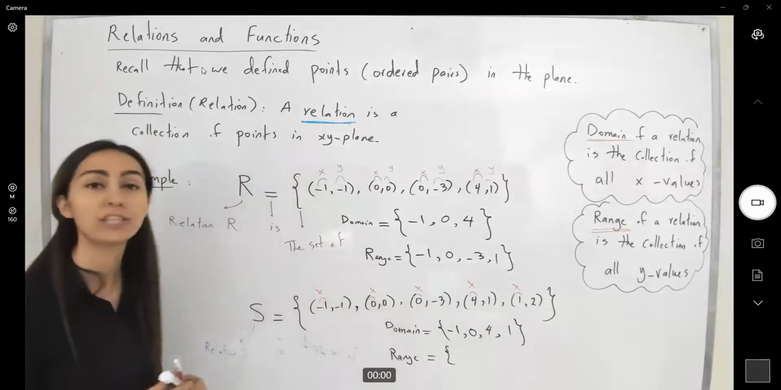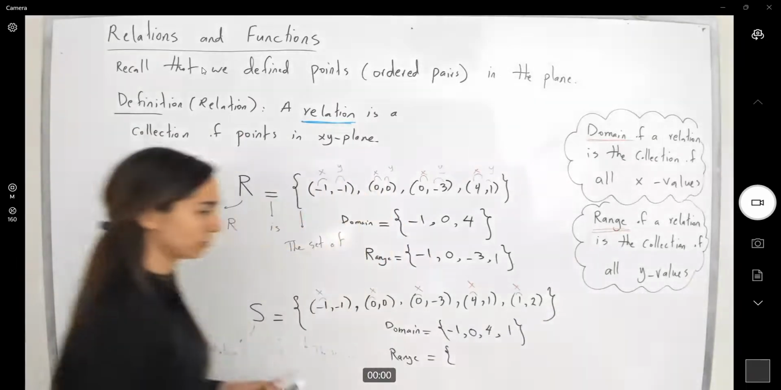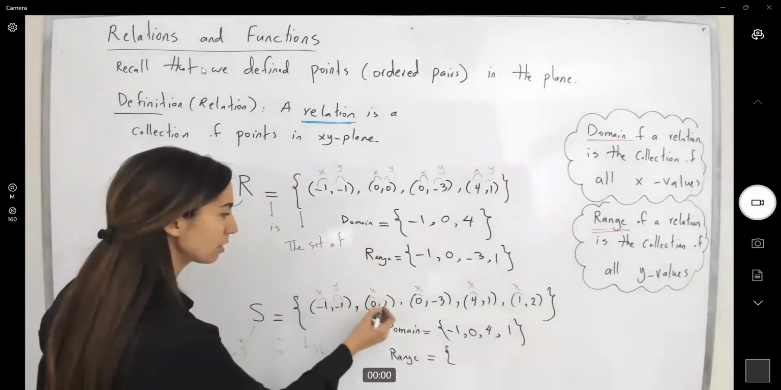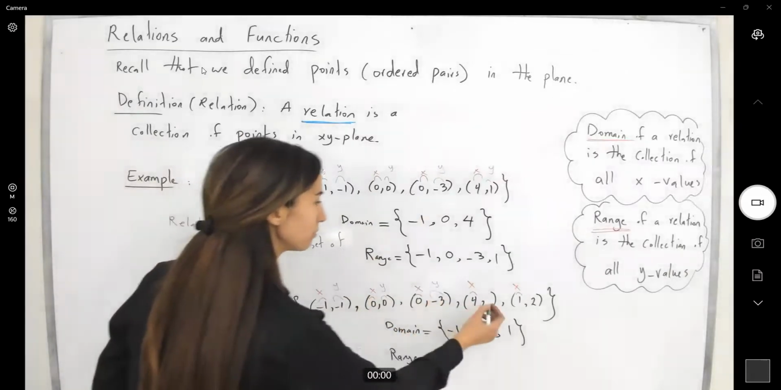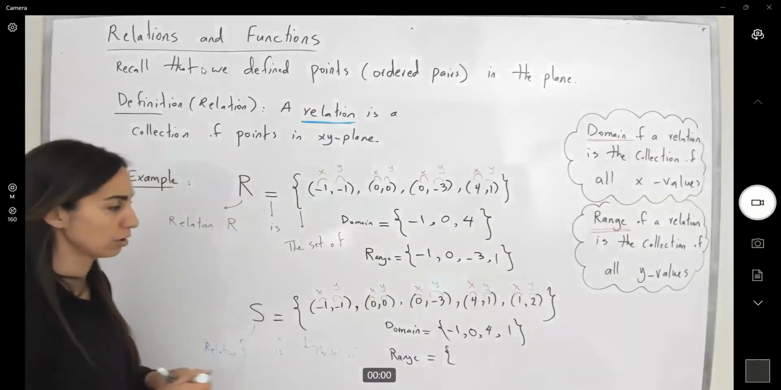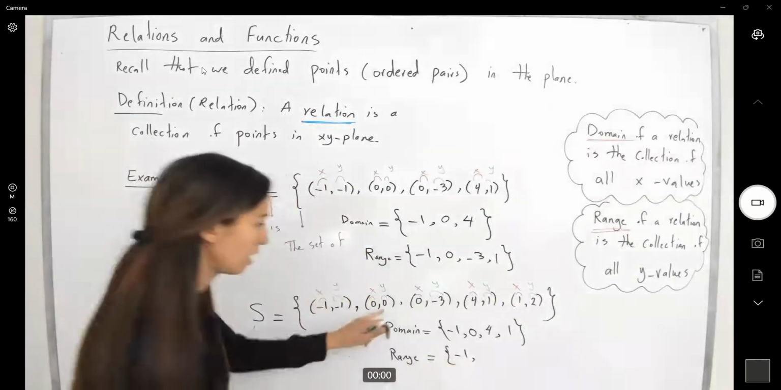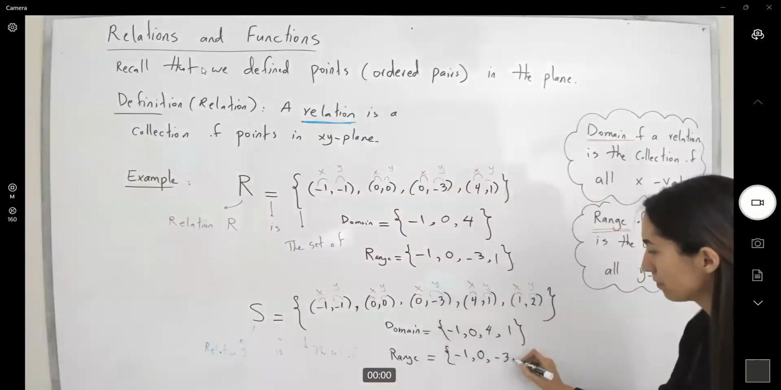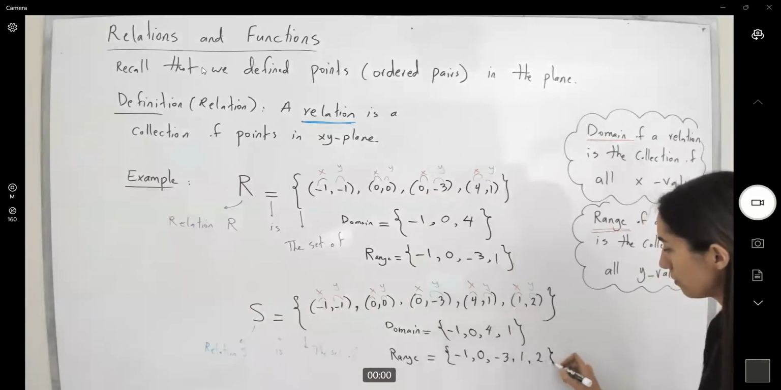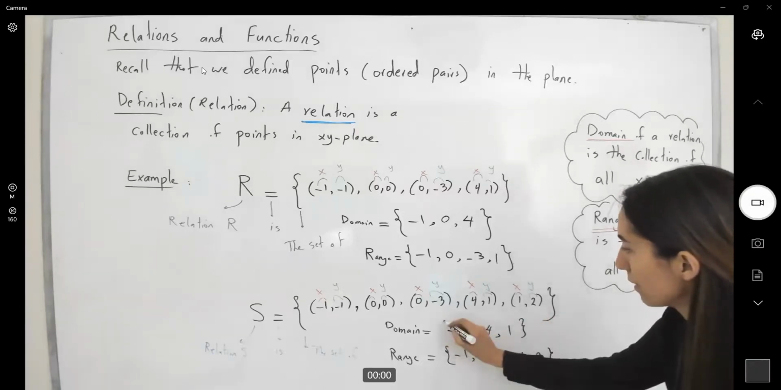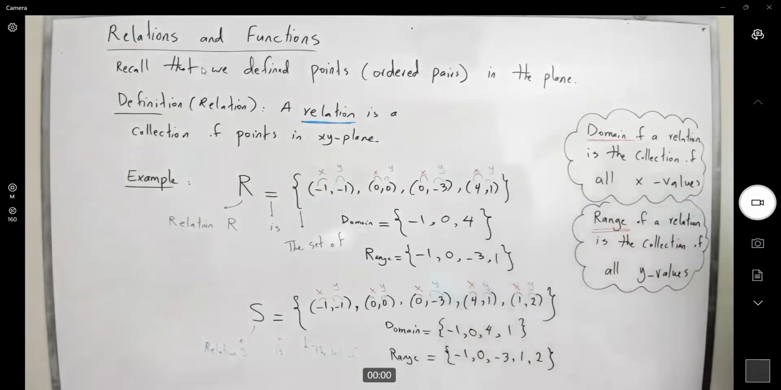What about the range? The range is the collection of all y values. My y values are all here: -1, 0, -3, 1, and 2. I'm going to list them all: -1, 0, -3, 1, and 2. So the collection of all x values and the collection of all y values: the definition of domain and the definition of range.